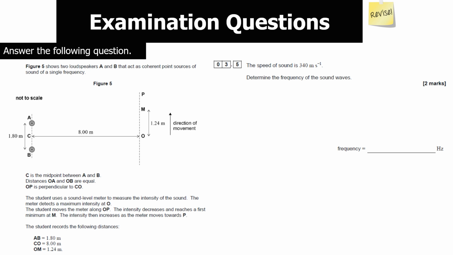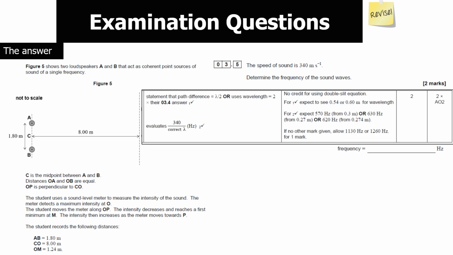Determine the frequency of the sound waves. So pause the video now, then unpause the video when you want to go through your answer. Right, so how do you answer this particular question? Well, you should hopefully be aware that the path difference is going to be lambda over 2, because they are coherent point sources of a single frequency, so therefore it's going to be lambda over 2.